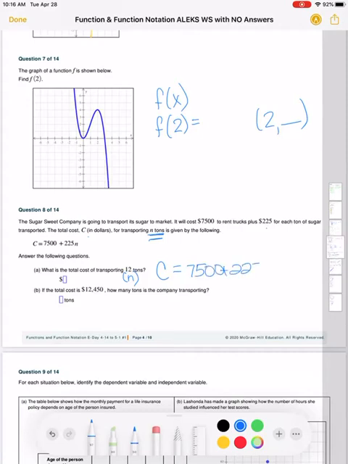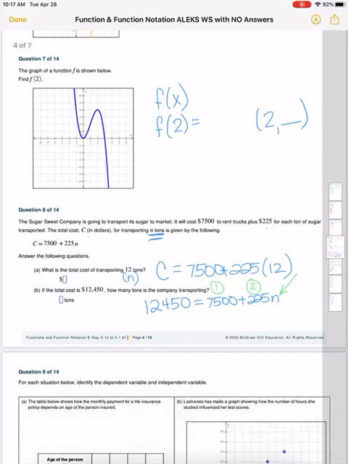7,500 plus 225 times 12. And then it tells you if the total cost is 12,450, how many tons are we transporting? So you're going to plug in 12,450 for your total cost, 7,500 plus 225 N, and you are going to solve for N. Step 1 is going to be to move that $7,500. Step 2 is going to be to divide out the 225. Not going to solve it for you, but I've got y'all set up.